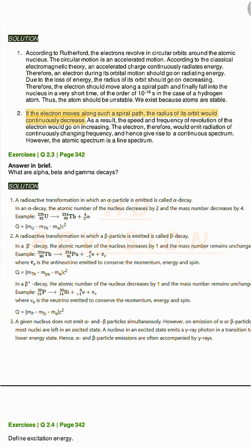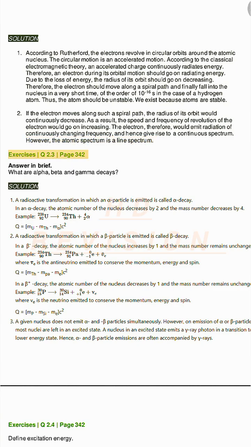2. If the electron moves along such a spiral path, the radius of its orbit would continuously decrease. As a result, the speed and frequency of revolution of the electron would go on increasing. The electron, therefore, would emit radiation of continuously changing frequency, and hence give rise to a continuous spectrum. However, the atomic spectrum is a line spectrum.